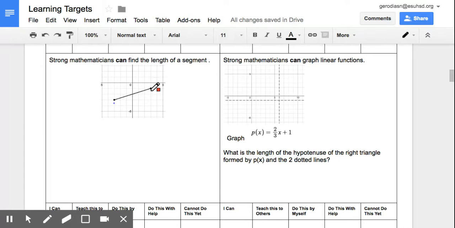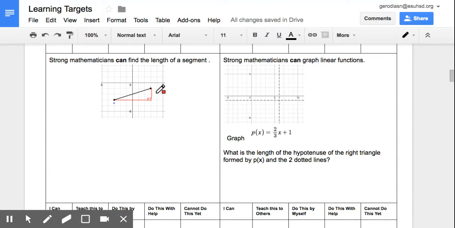draw a right triangle that contains this segment. So we've just drawn a right triangle wherein the hypotenuse is equal to the segment. And so now that we see a right triangle, it's easy now to find the length of this segment. We just use the Pythagorean theorem.